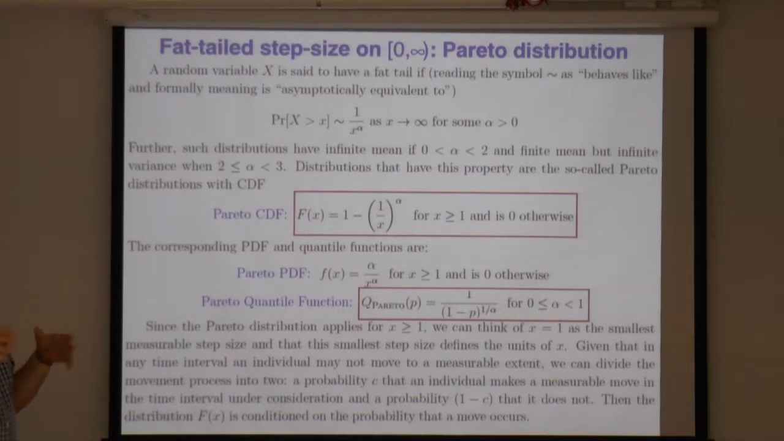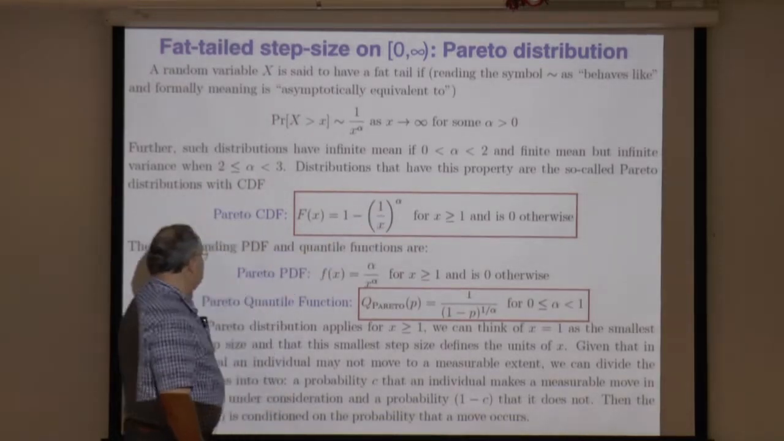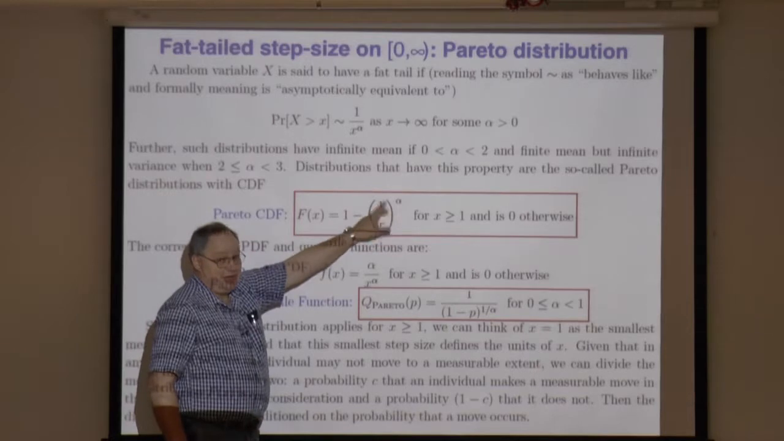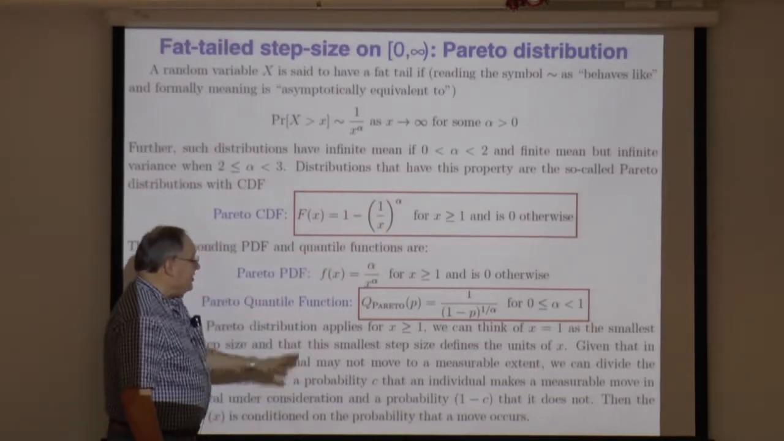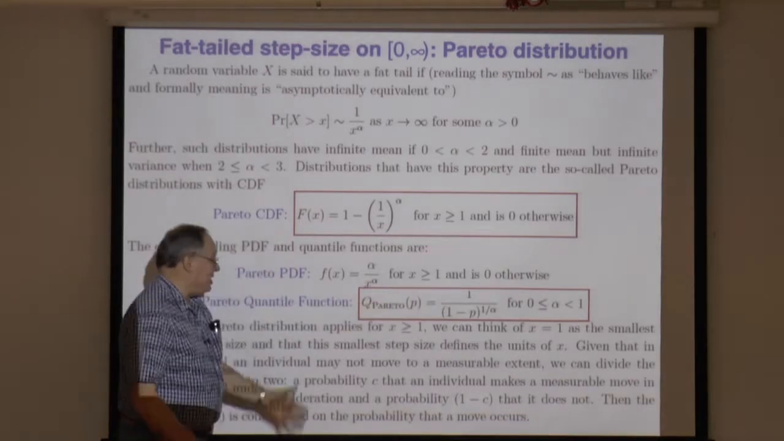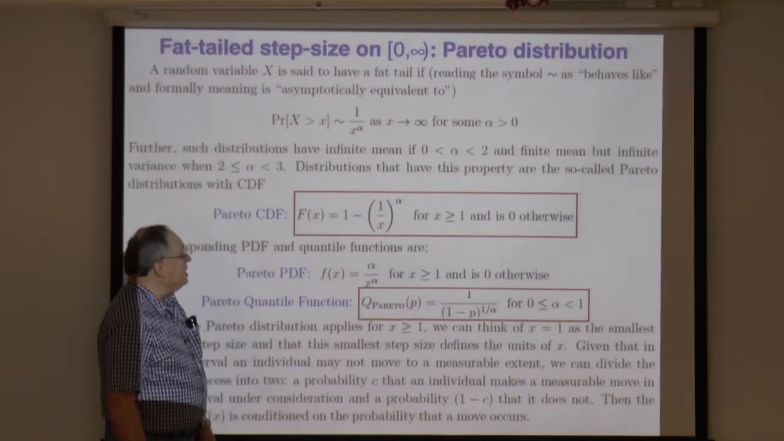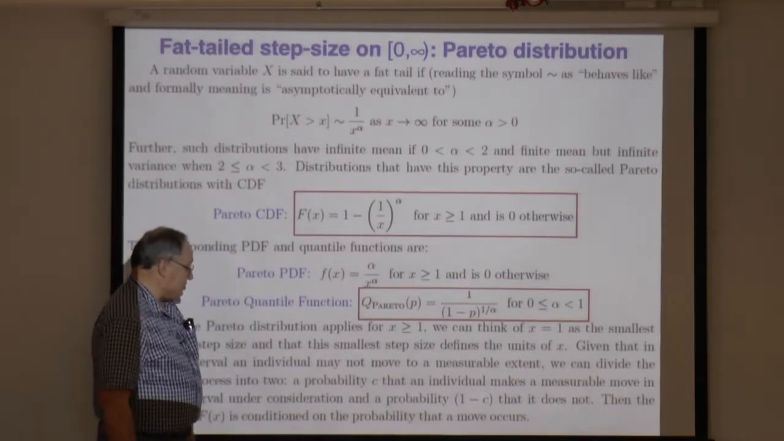And if they are, then the patterns of the movement do some interesting things, and we'll talk about that. It turns out that if you use the Pareto distribution, which is a very simple distribution, that's the cumulative density function for the Pareto distribution, then the quantile function is very easy to calculate. You can do it analytically. So it's very simple to simulate Pareto distributions.